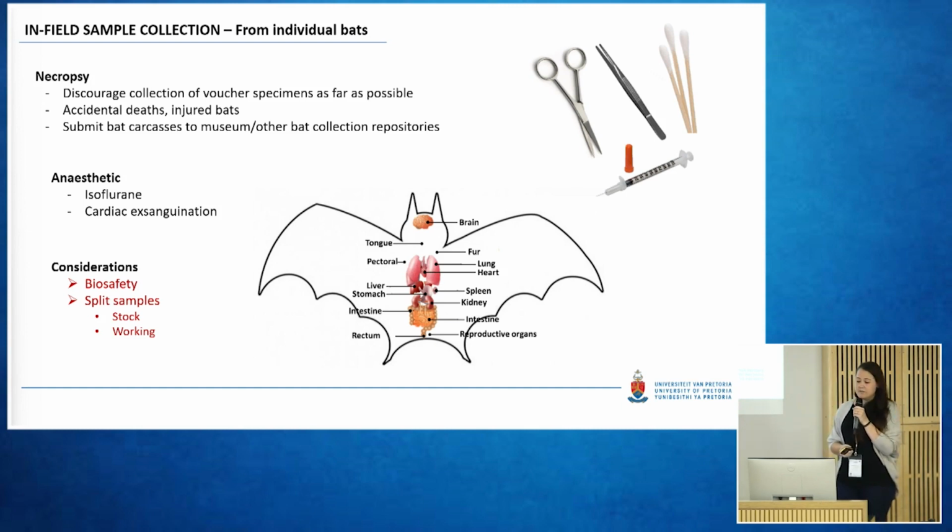Considerations would be biosafety, because you're working with the organs of the bat, there can be blood everywhere, so for instance, we would use full PPE and respiratory protection when we do necropsies of the bats. And also in terms of preserving the samples, we would split the samples upon collection into 2 different tubes, where we would have a stock tube and a working tube. The one we will use for extraction, the other one we would put away and use should we want to go back to that particular sample.